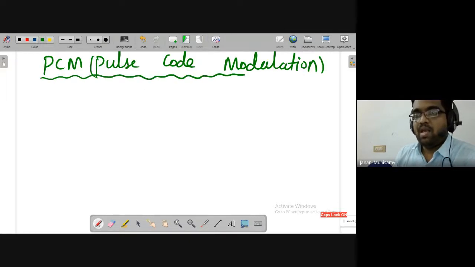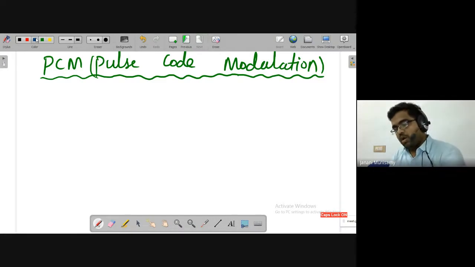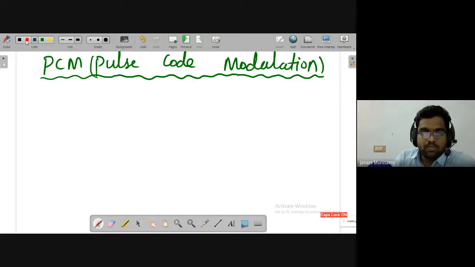Okay, in this name PCM, they have given pulse code modulation. In general, modulation means we have to transmit a particular information to a longer distance. But here in case of PCM, we will not be sending our signal to a longer distance. So the main point you have to understand here is that PCM is not a modulation technique.